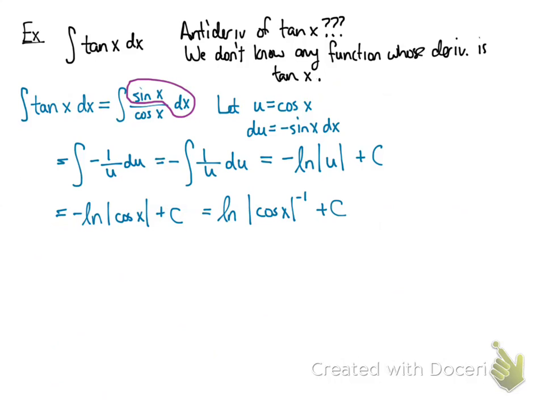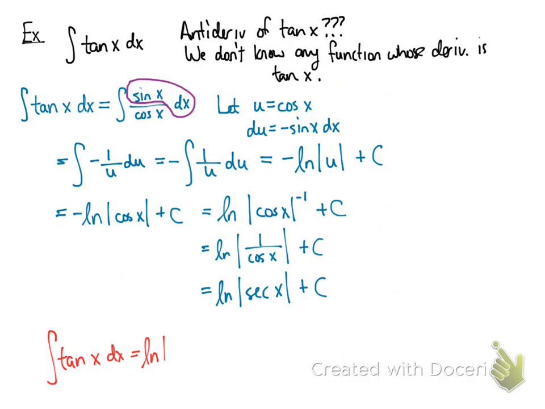Remember, this is one of the properties of logs, and they'll be coming up over and over again, so you need to get used to them. So that negative on the outside turns into a power of negative 1. Well, what does that mean? That means 1 over, so that's really the natural log of 1 over cosine x, absolute value, plus a constant, and 1 over cosine x is generally called secant x. So what we get is the natural log of the absolute value of secant x plus any constant. So we found it. We found an antiderivative of tangent x.